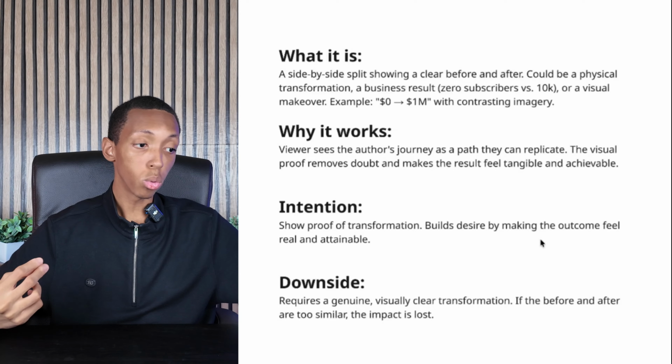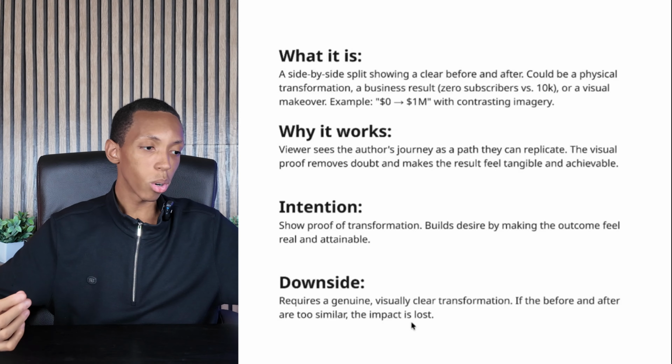When a viewer sees this, they're like, okay, this was the before, this is the after. He's explaining it. I can try to replicate this for myself. So the visual proof removes the doubt that they can't do it themselves, and it makes it more tangible and feel achievable. The intention of this is to show proof of the transformation, and it builds desire by making the outcome feel real and attainable.